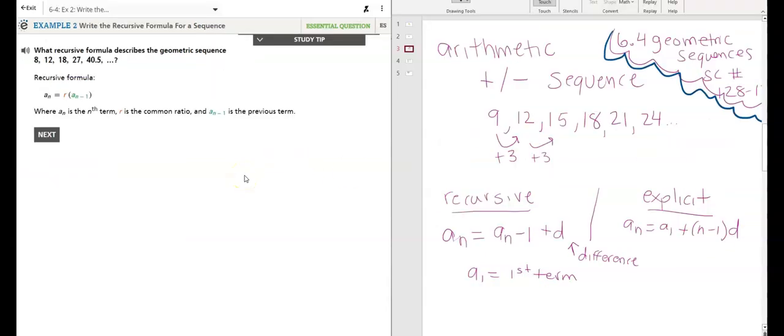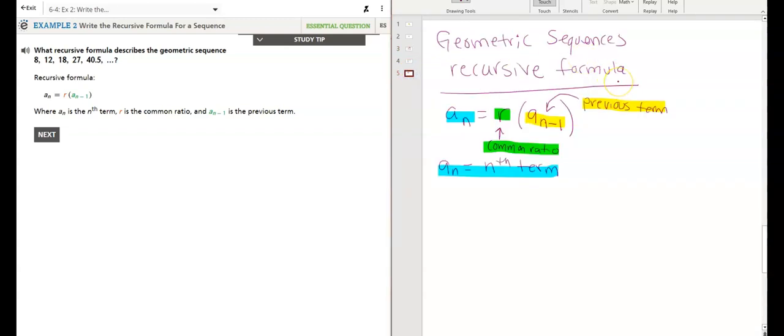All right, moving on to example 2, we are going to start writing new formulas, recursive formulas for this geometric sequence. So just like how arithmetic sequences had a recursive and an explicit, geometric sequences have that as well. So the recursive formula for a geometric sequence, and it's over here color-coded as well as on the right of your screen, is A sub n is equal to R times the quantity A sub n minus 1.